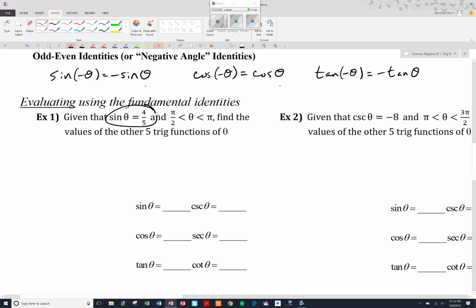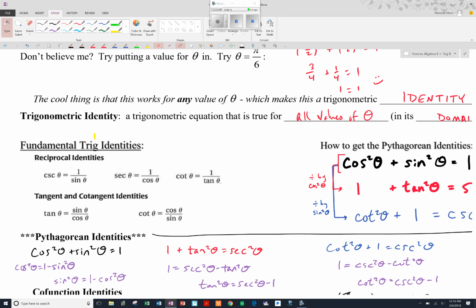So we're given sine. I'm going to write that down here. Sine is 4/5, and we're going to look for the other five. Well, cosecant is going to be pretty easy to come up with, because we know that cosecant is the reciprocal of sine. In fact, that was one of our identities from up above, that cosecant is the reciprocal of sine.